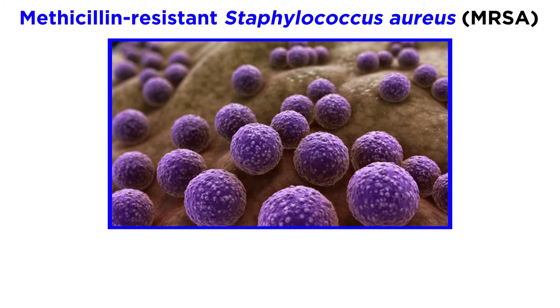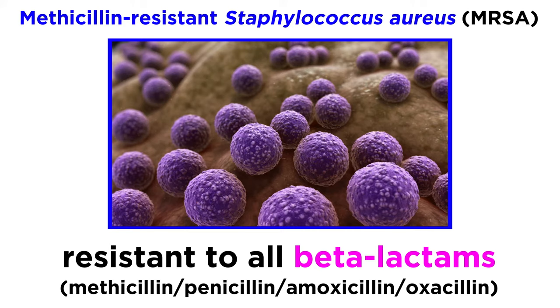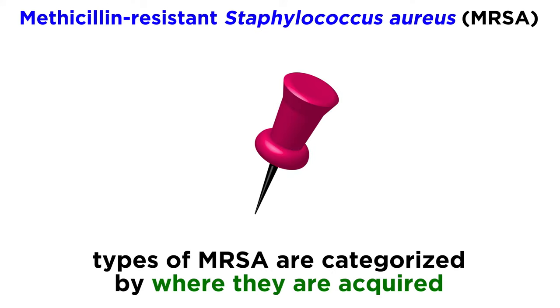In the past few decades in particular, a more dangerous form of staph has emerged, which is called Methicillin-Resistant Staphylococcus aureus, or MRSA. MRSA is resistant to the entire class of beta-lactam antibiotics, which includes methicillin, penicillin, amoxicillin, and oxacillin, all antibiotics you've likely heard of and almost certainly taken in your lifetime. The different types of MRSA infections are split into categories based on where they're acquired.